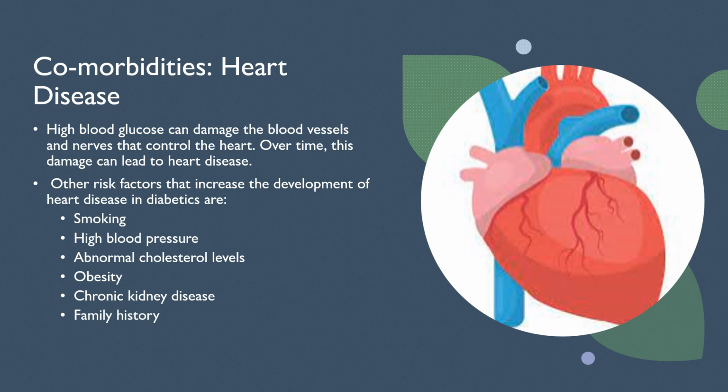Another comorbidity is heart disease. High blood pressure can damage the blood vessels and nerves that control the heart. Over time, this damage can lead to heart disease. Other risk factors that increase development of heart disease in diabetics are smoking, high blood pressure, abnormal cholesterol levels, obesity, chronic kidney disease, and a family history of heart disease.